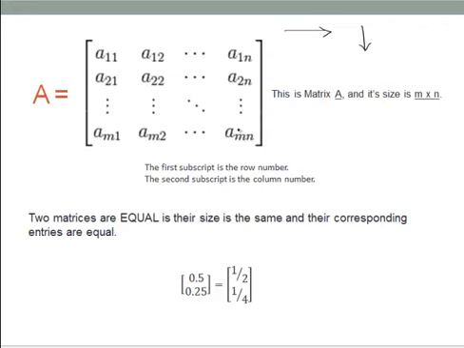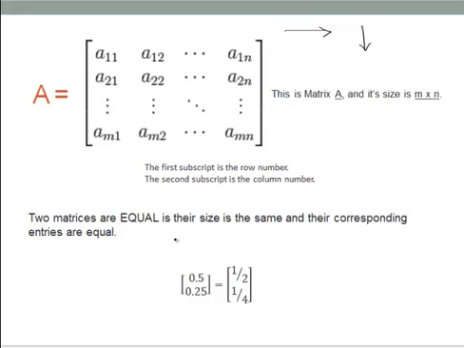So the letter M stands for the number of rows, and the letter N stands for the number of columns. So this particular matrix would be an M by N matrix. You always say the size of a matrix by saying the number of rows, and then by, and then the number of columns.